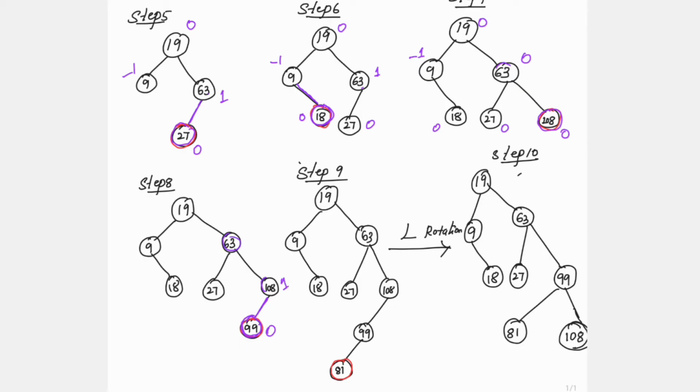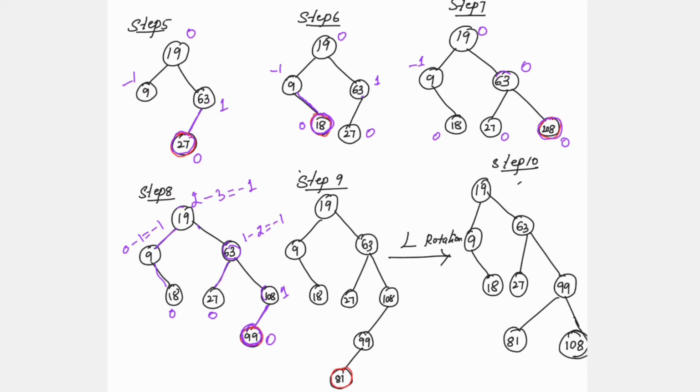For 63, this is 1 and this is 2, 1 minus 2 equals -1. And for 27 it is 0. For 18 it is 0. For 9, on this side there is nothing, so 0 minus 1 is -1. For node 19, the heights are 1 and 2, 2 minus 1... 2, 3, 2 minus 3 is -1. So at this point also there is no problem, the tree is balanced.